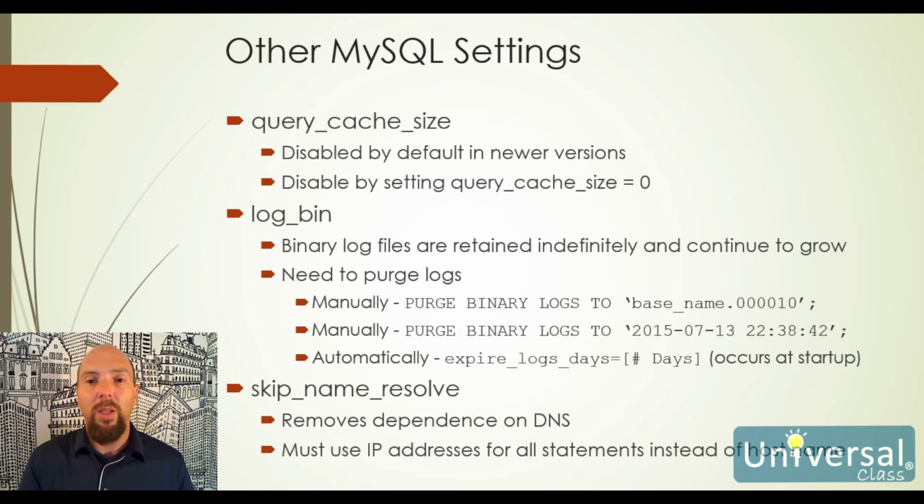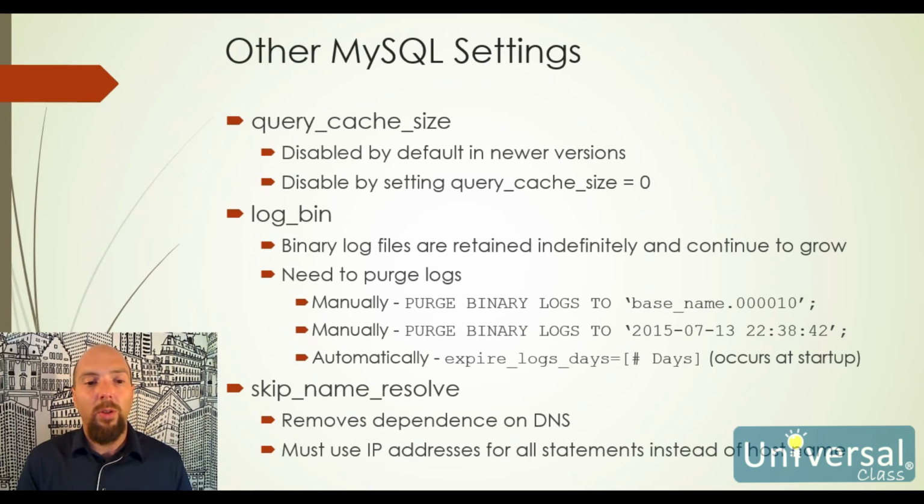The better way to do this is to eventually purge the logs. What happens is the binary logs are retained indefinitely and they just simply continue to grow. They'll grow to a specific size and then they will roll over into a new file. So what you may want to do, instead of disabling the binary log, is to purge it. You can either purge it by file name. So if you do the first one that says PURGE BINARY LOGS TO 'basename.10', it would purge anything before basename.10, so 1 through 9 would get deleted.